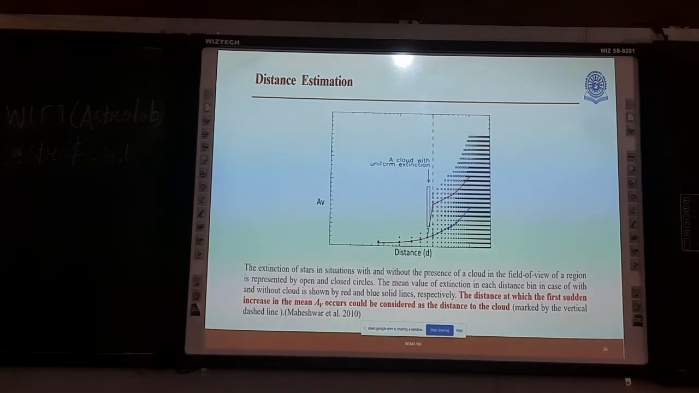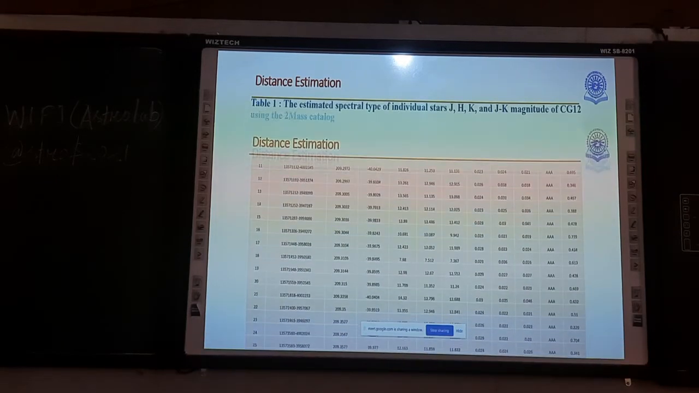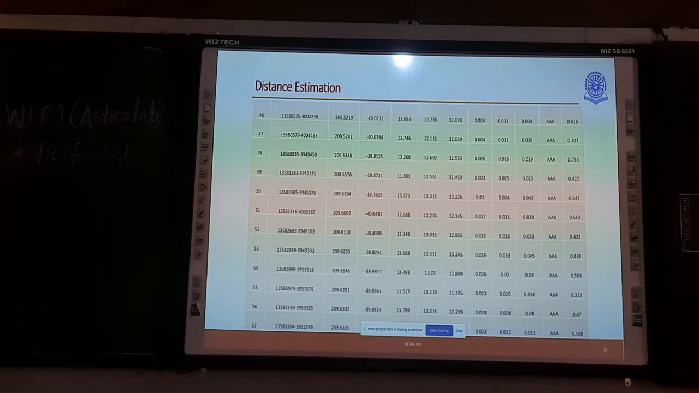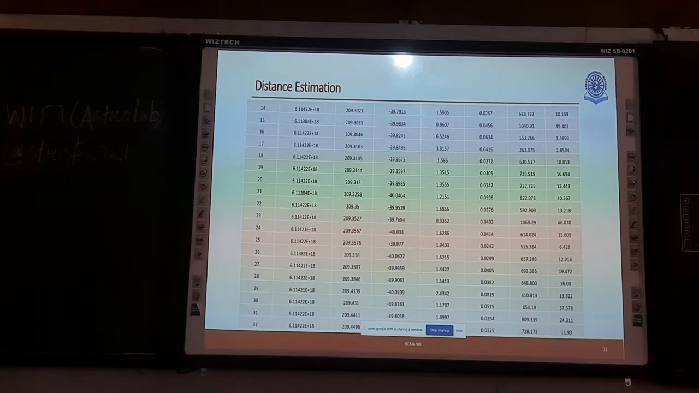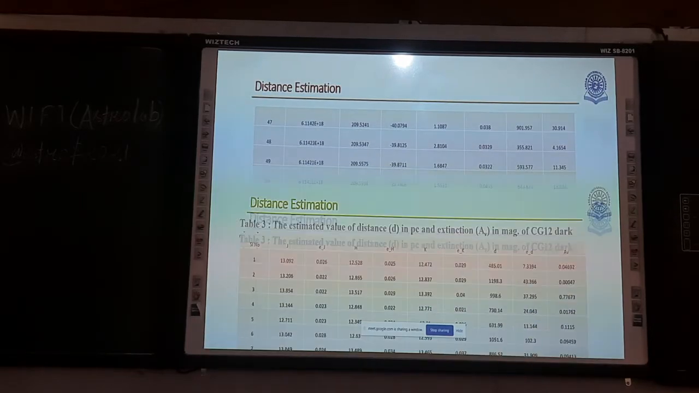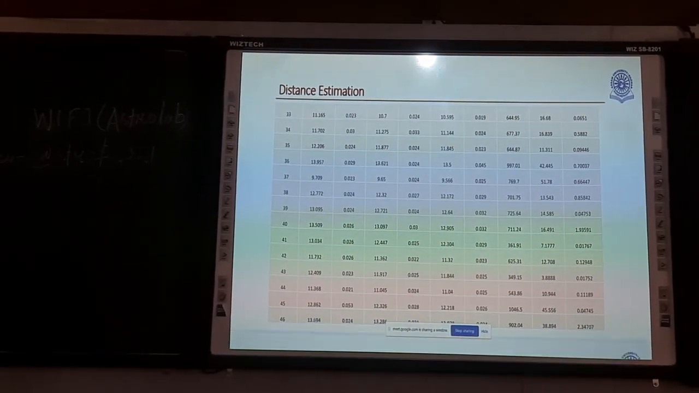And the distance estimation is here, extinction versus distance. Here it shows the distance at which the first sudden increase in the extinction occurs, and this is considered the distance of the cloud. This is very important. The first sudden increase will indicate the distance of that cloud. And this is the data we have taken, and here we have seen that in all the cases, the condition is satisfied. Here we have taken 57 data. This is for JHK data, and this is for the Gaia database. We have calculated also the 57 clouds. And here, this is the extinction versus distance curve for CG12. And here also, this is the data we have adopted.